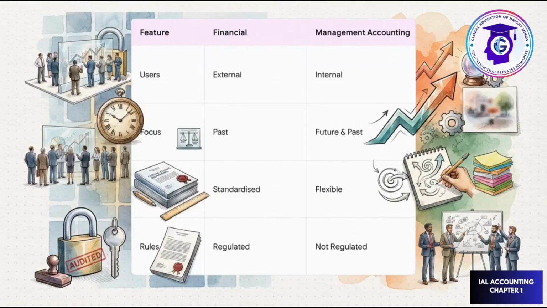We are now splitting the accounting universe into 2 entirely distinct areas. Let's play a little spot the difference here. And this brilliantly illustrates how the exact same business data is used completely differently depending on who the audience is. Take a look at financial accounting on the left side. It's mainly for external users, it focuses primarily on the past, basically reporting what already happened, and it follows incredibly strict, standardized, legally regulated formats.